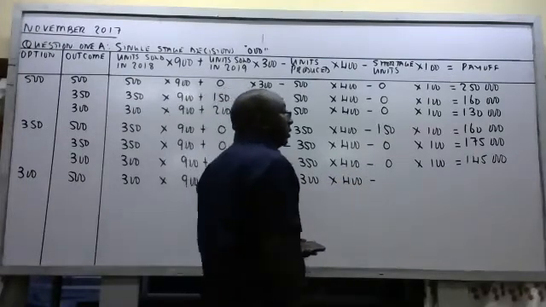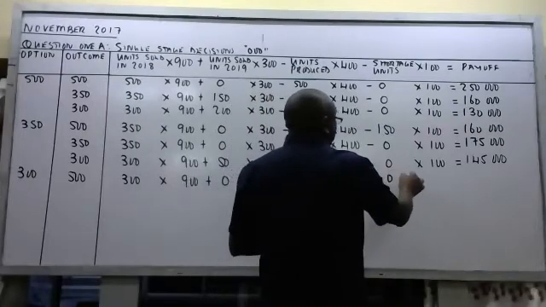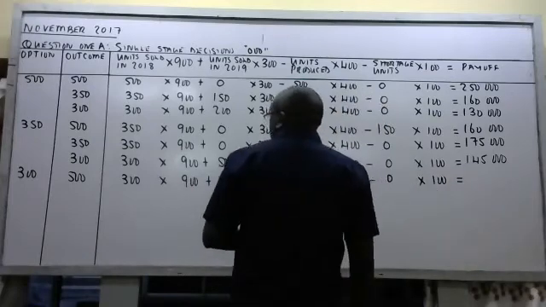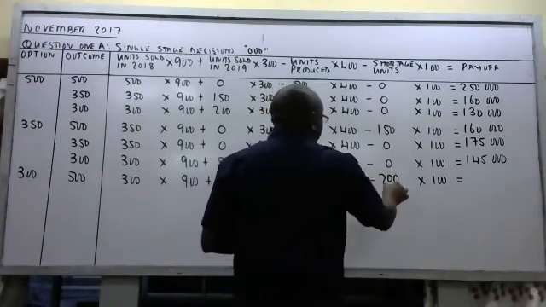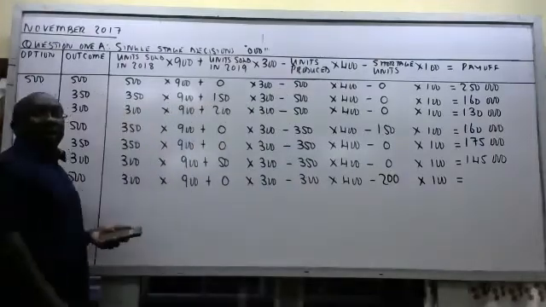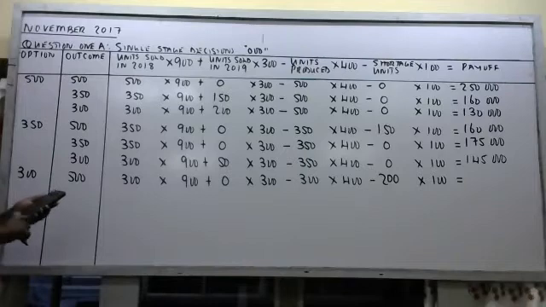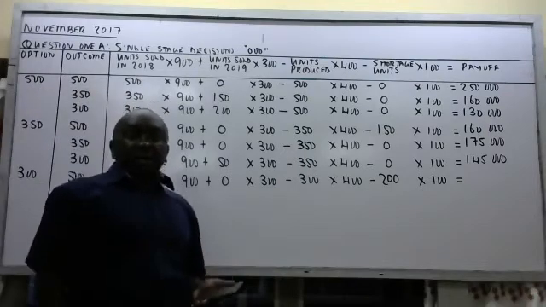Minus 0 at 100, because no one, sorry, not 0. 200 customers have missed. So it will be 300 times 900 minus 300 times 400 minus 200 times 100. The answer is how much?